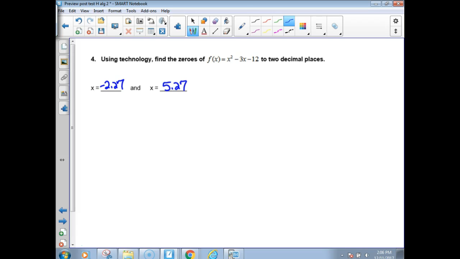Okay. Not really liking the way they wrote these, so it really should be 5.27 comma 0. I mean, that's technically it. Now, if you just put those answers on the blanks, that's fine. I usually prefer them written as points, though. Okay?